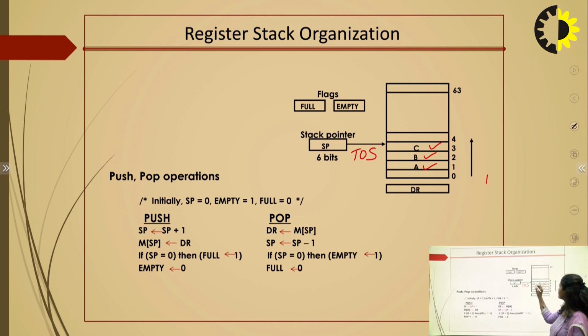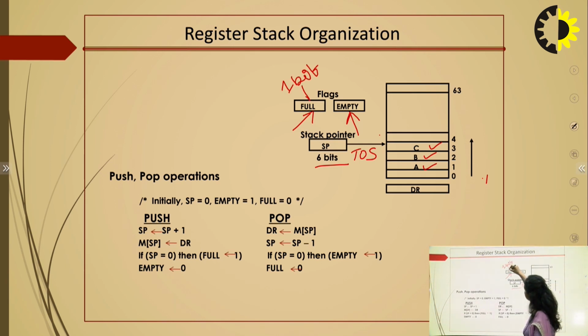So here the top of the stack where the data is available is location number 3, and it will be 16-bit. We are assuming it to be 16-bit here for this particular example. And here you can see we have two flags also, one named full and one named empty. So these flags will be holding only 1 bit of value, that may be either 0 or 1.